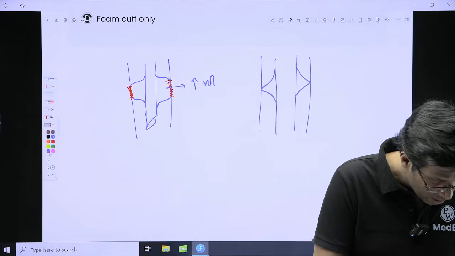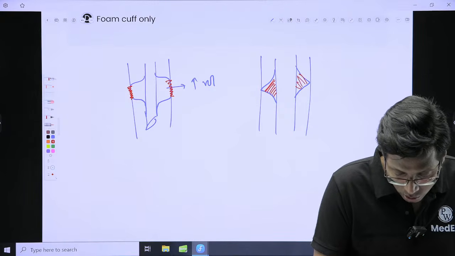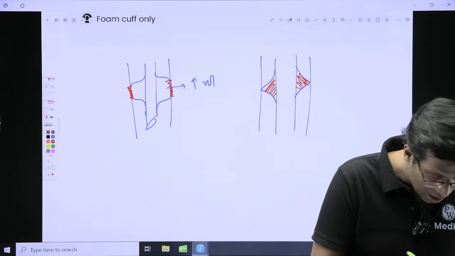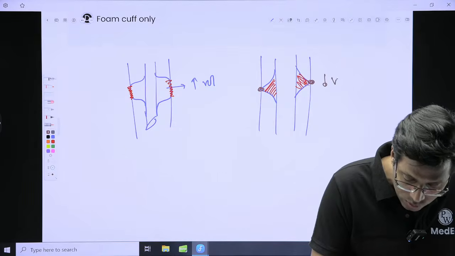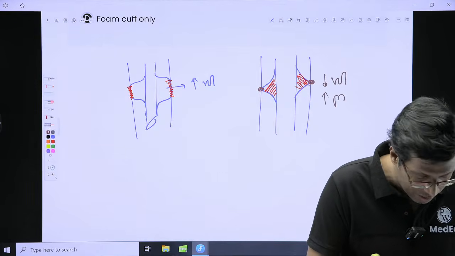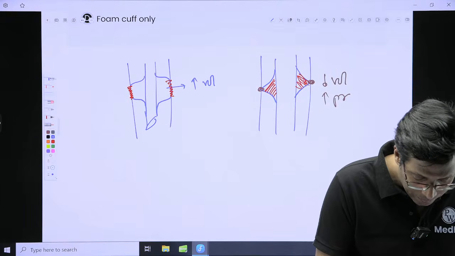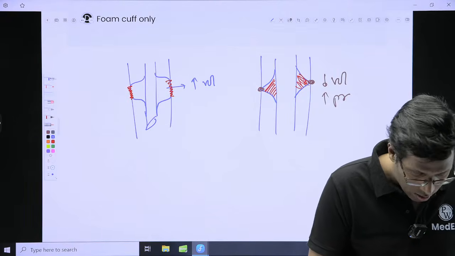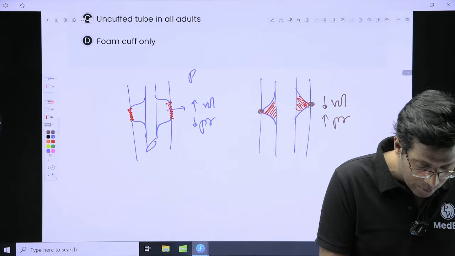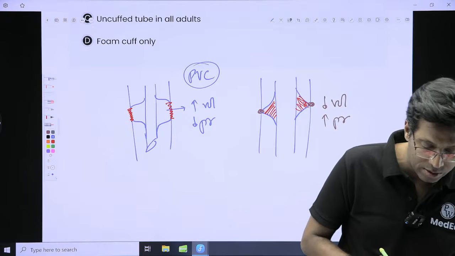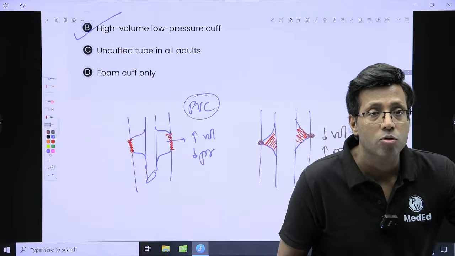So if you find, in this case, the volume is less, no doubt. The volume of the cuff is less, but all the pressure comes at one point. So here you have less volume, but comparatively high pressure. On the other hand, what we can see over here is high volume and low pressure. So this is the normal PVC tube nowadays. This is what prevents the damage. Okay. All right. So I've also got an answer.